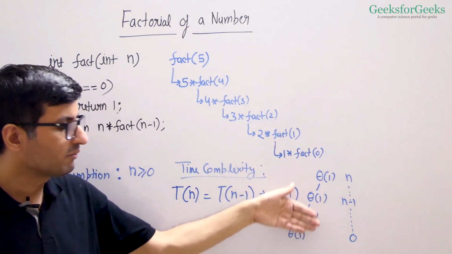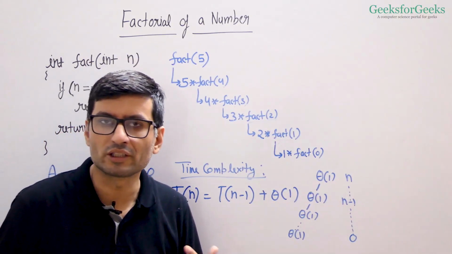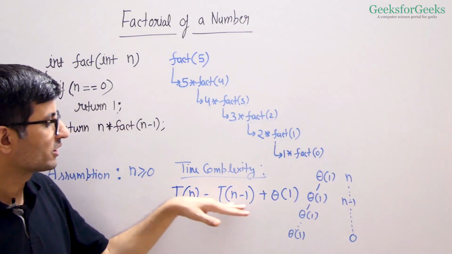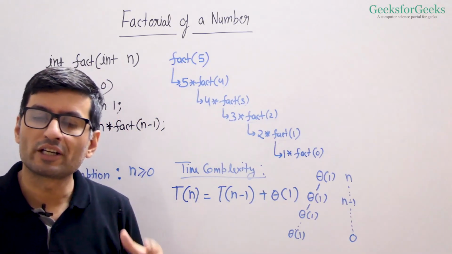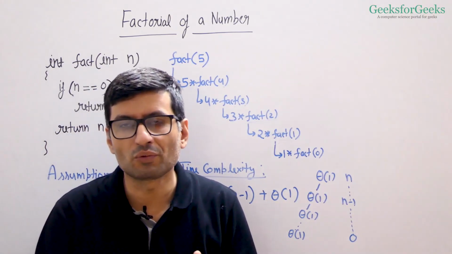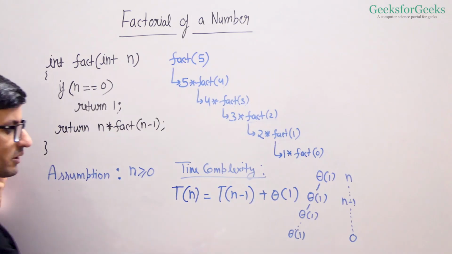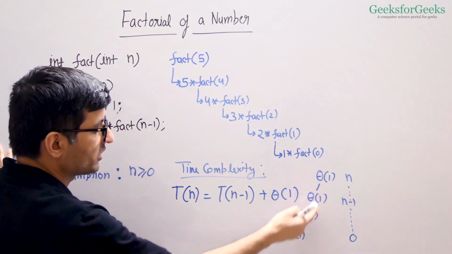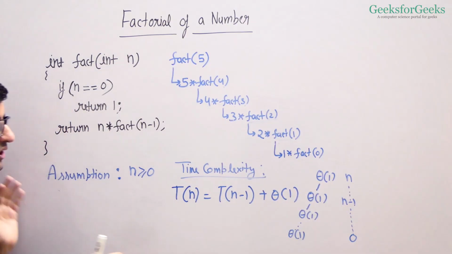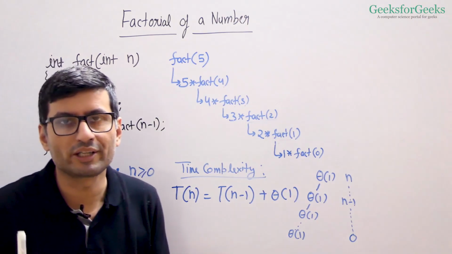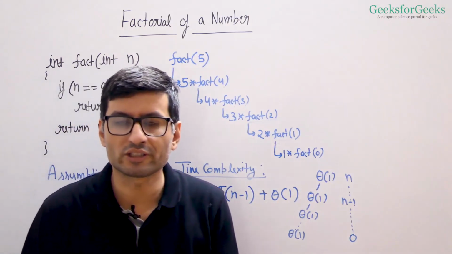So how many levels do we have? We have n plus 1 levels, and how much work are we doing at every level? Constant work. So n plus 1 into constant is theta of n. So this recursive solution also takes theta n time. But if you compare it with the iterative solution, the iterative solution was theta n, but it was taking theta 1 auxiliary space. But this recursive solution is going to take theta n auxiliary space, because there will be a moment when you will have n plus 1 function calls in the function call stack. When you call for 0, right, you will have all the function calls in the function call stack, and these n plus 1 calls will take theta n auxiliary space. So this recursive solution requires theta n time and theta n auxiliary space.